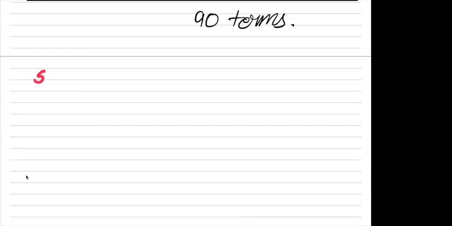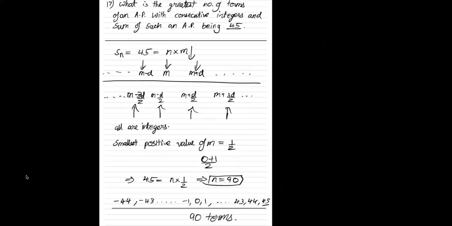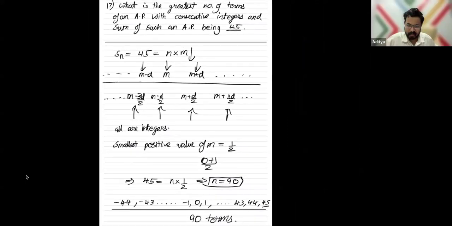So I have a doubt. Sir, in the method that you showed us right now, you said that the smallest positive value of m will be half. But if we are considering all the values to be integers, how can we consider 0? Because 0 is not an integer. Sorry, I messed up. No problem.